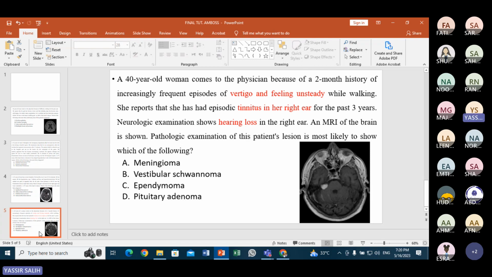Do you understand all these scenarios? Do you have any question in this? Any one of these scenarios?